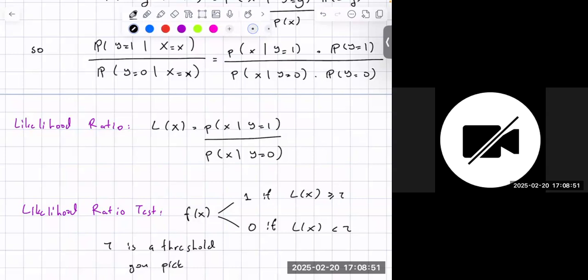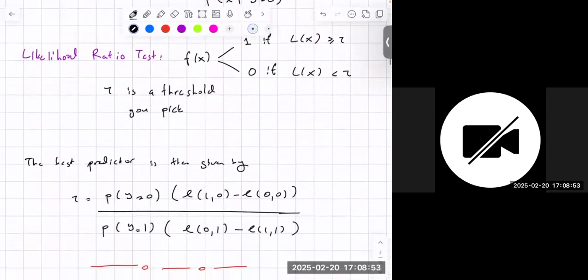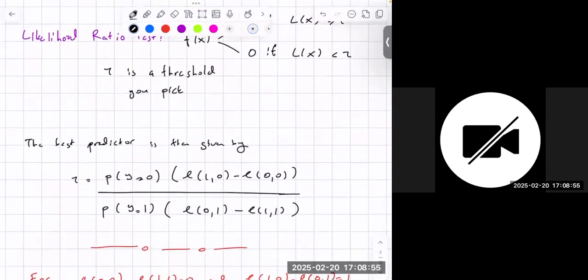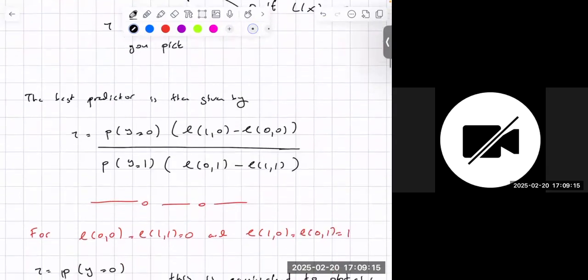Very good. And then the best one is this. If you translate the theorem, best tau turns out to be this one. Okay. We usually don't know this best stuff, but at least it's useful to know the best predictor is something simple, just a likelihood ratio predictor for binary classification, at least.